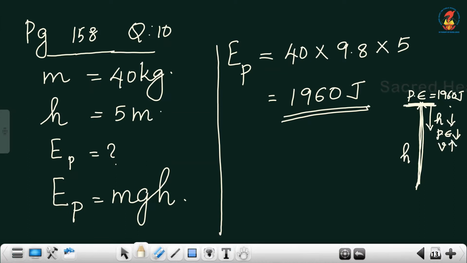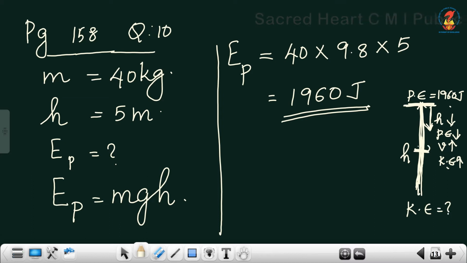As the object descends, velocity increases. Therefore kinetic energy will increase. This is what happens when an object falls down. When an object falls down, height decreases, which decreases the potential energy, and as the object descends down, its velocity will increase, which in turn increases its kinetic energy. Now find its kinetic energy when it is halfway down. That is, suppose if this is the height h, when the object is halfway, what is its kinetic energy?